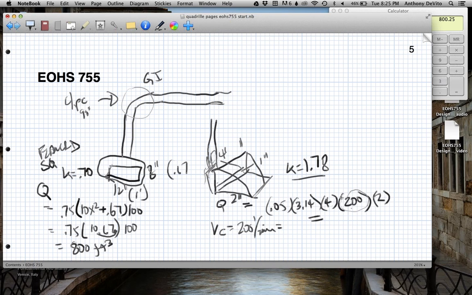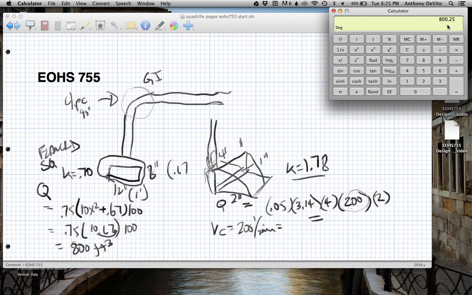So what does that Q come out to be? It comes out to be 800, 1600, 1600 times 3.14 is equal to 5,024 times 0.05.